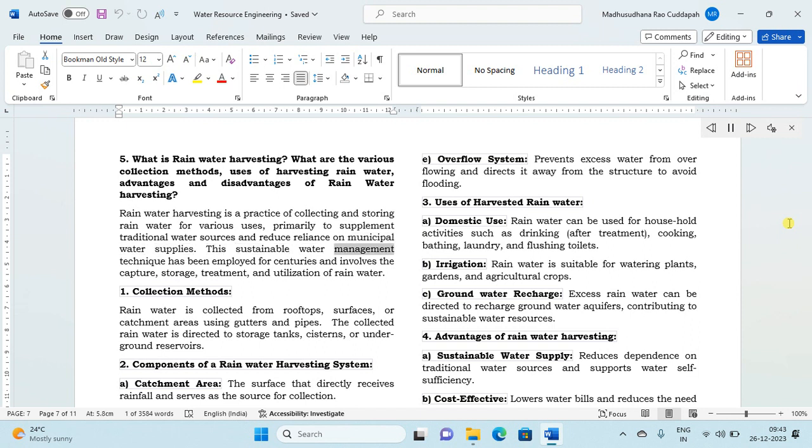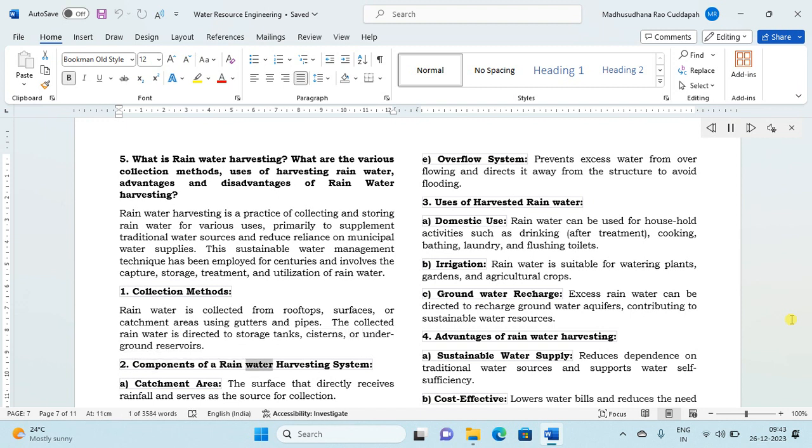This sustainable water management technique has been employed for centuries and involves the capture, storage, treatment, and utilization of rainwater. 1. Collection methods. Rainwater is collected from rooftops, surfaces, or catchment areas using gutters and pipes. The collected rainwater is directed to storage tanks, cisterns, or underground reservoirs.